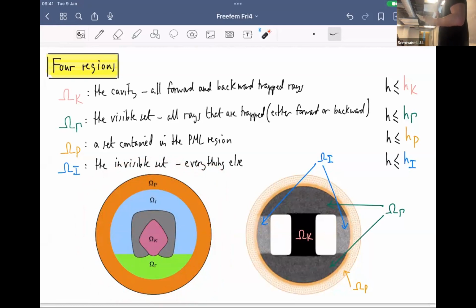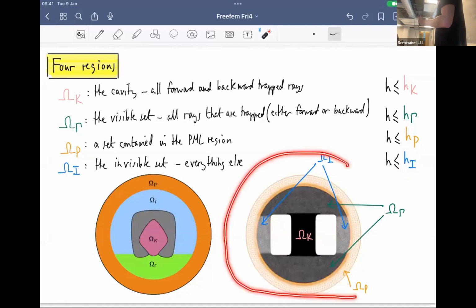In each region I'm going to use a different H, right? So in the cavity I'm going to have H being smaller than H_K. In the visible set, H smaller than H_gamma. In the invisible set, I'm going to have an H_I in blue and an H_P in the PML region. And here on the right, for this two mirror example, I've plotted the regions, but then there's also a plot of the mesh.